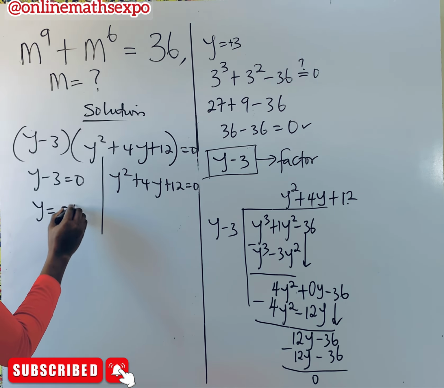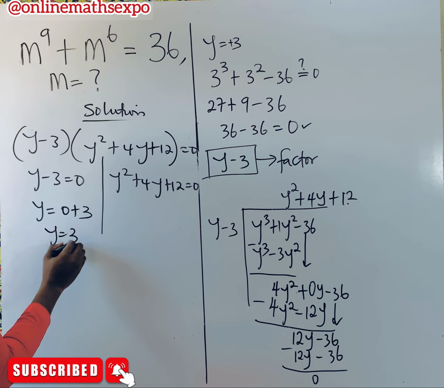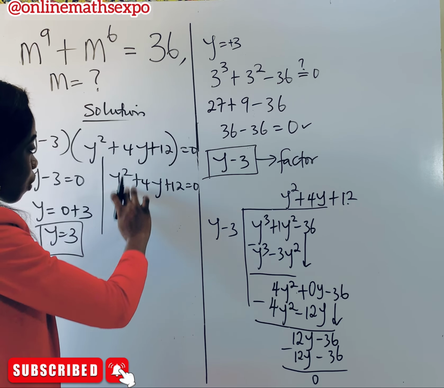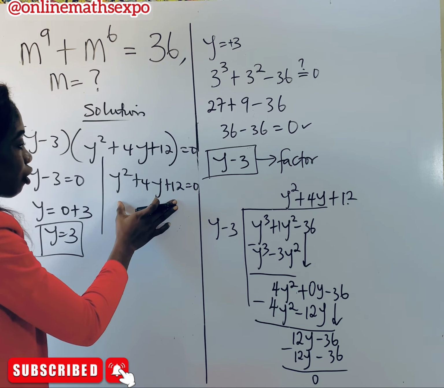Add 3 here, it becomes 0 plus 3. So y will give us 3. Now let's go to this. This is quadratic. The highest power of y is 2. So how do we do this?